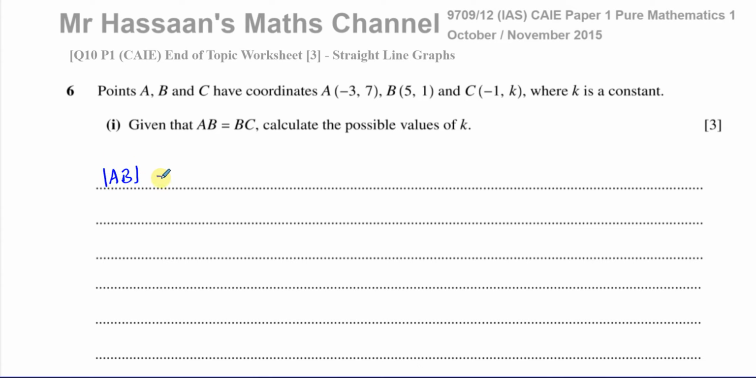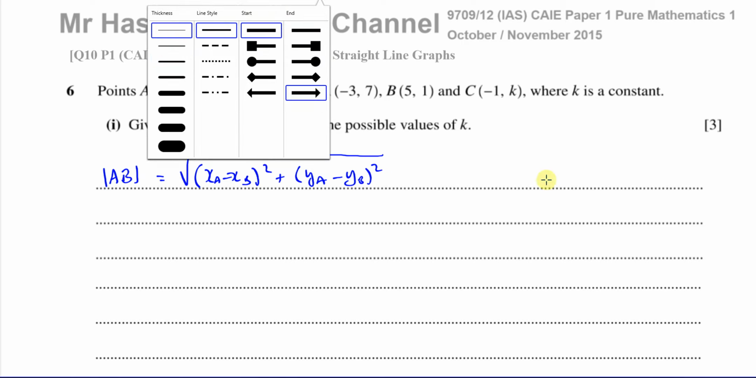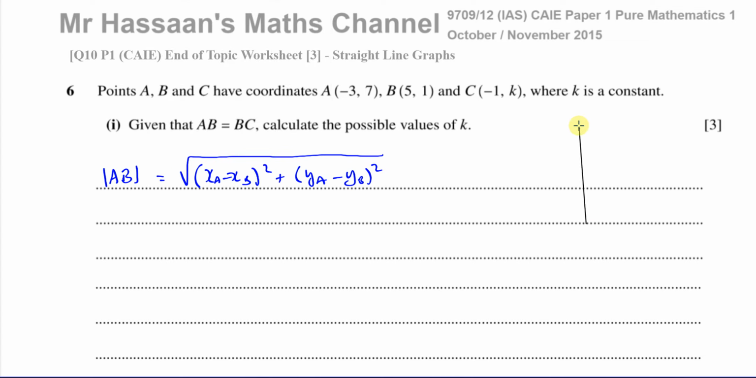Okay, and so what we're going to do is use the length formula, which is basically the difference between the x coordinates squared, plus the difference between the y coordinates of those 2 points squared, and then find the square root of that. This is basically an application of Pythagoras' theorem. So I'm just going to make a quick sketch to make that clear.